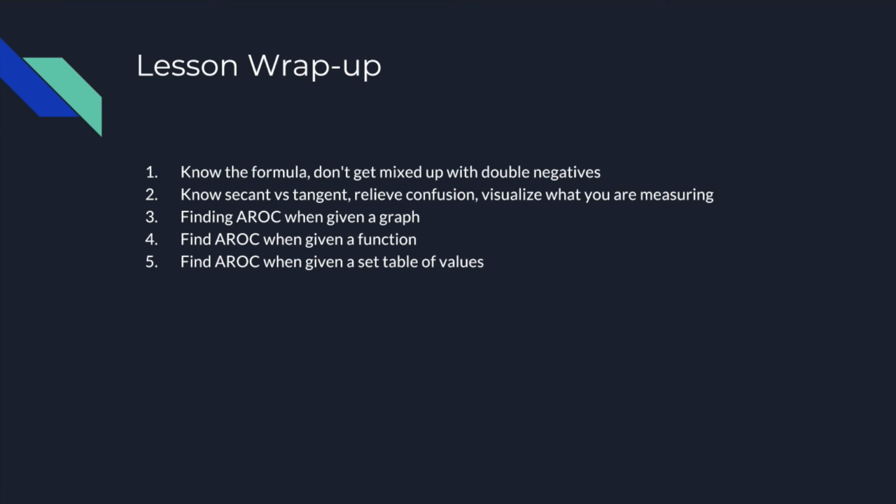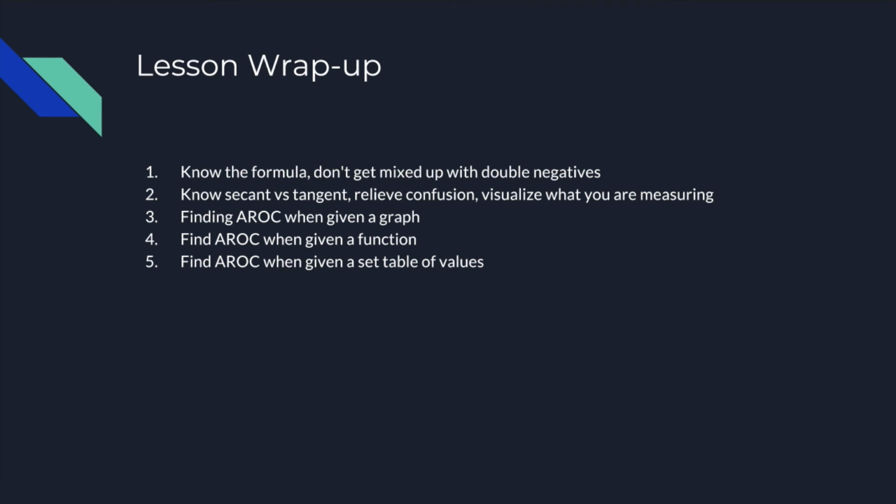So now we know how to find average rate of change when we're given a graph, as we can use the values straight from the graph to just throw them into y2 minus y1 divided by x2 minus x1, which is great. We can then find the average rate of change when given a function by plugging the intervals into the function: plugging the second x value into the function, noting the result, and then subtracting the result of the first x value going through the function.